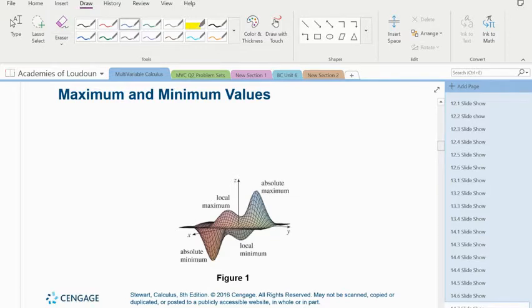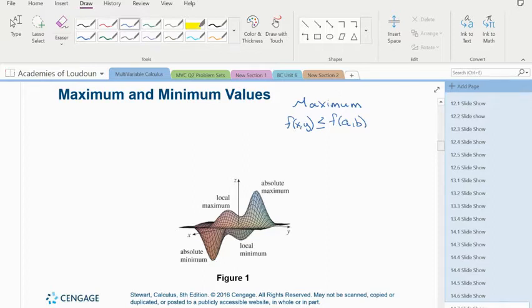There are 2 points, A and B, where our function values are going to be greater than our nearby values of x and y. The larger of these two values is the absolute maximum.